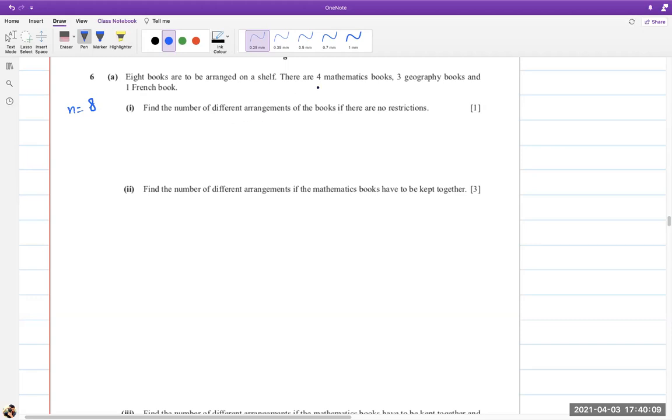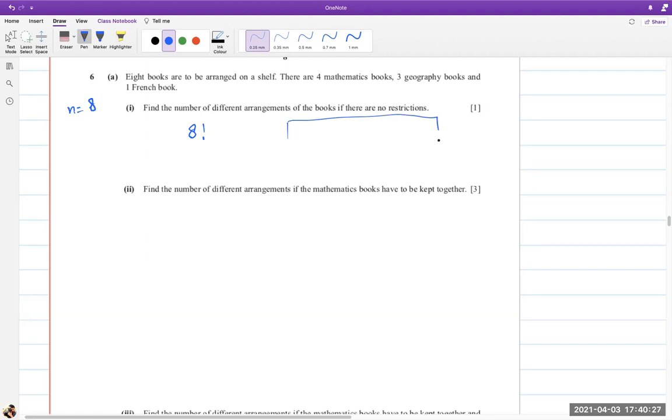So you have 3 different types of books. So I'll just take them as types. Find the number of different arrangements of books if there are no restrictions. All I'm concerned with is there are 8 books. So how do I arrange them? I have 8 slots where I have to arrange these things. So it's going to be, using basic counting, 8 factorial.